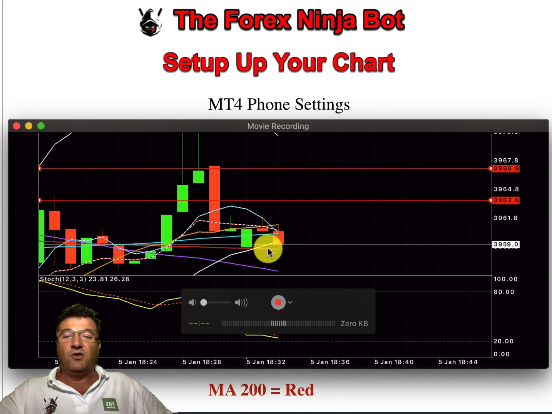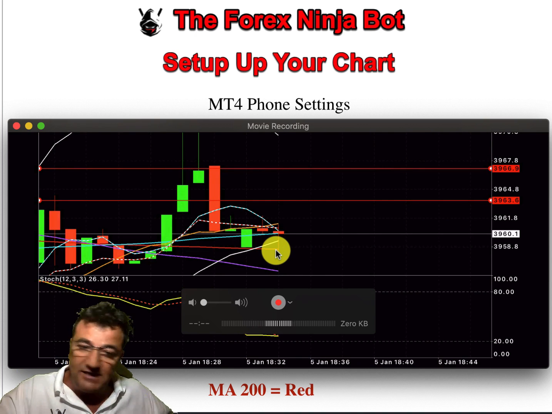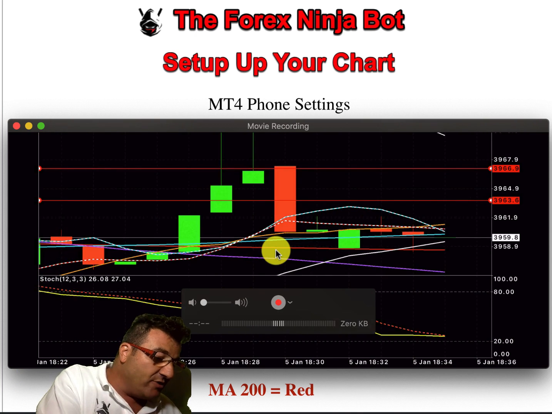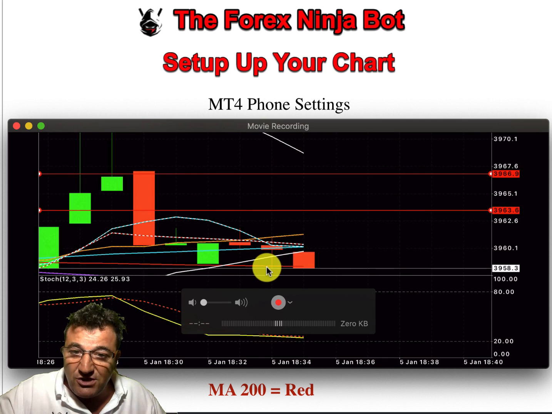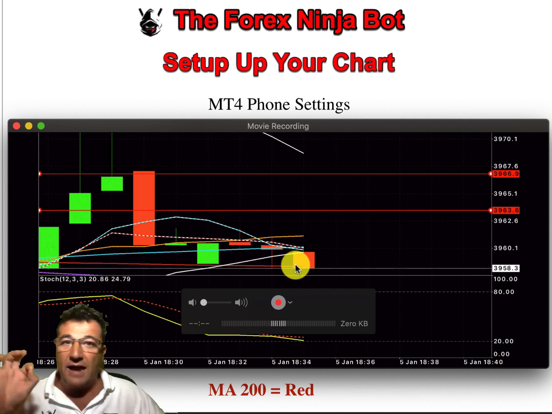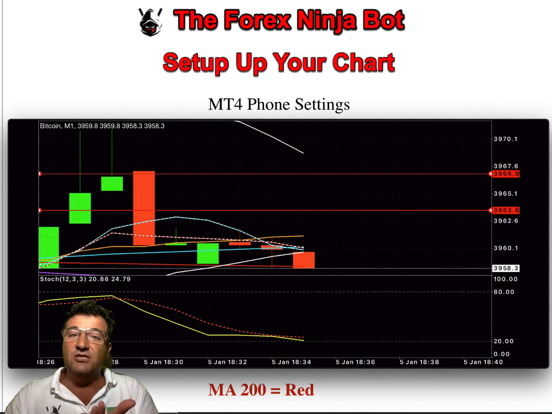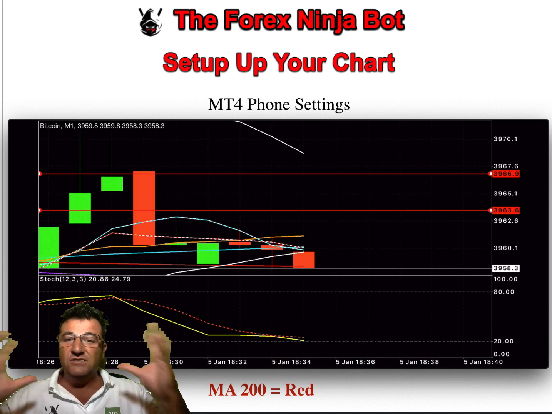Okay, so you can see that this 200 is acting as huge support. Do you see that it didn't drop below this 200, the red line? It stuck to the 200. So this 200 is a major line. Okay, the 200 is a huge line, and we use that 200 to base major decisions on.